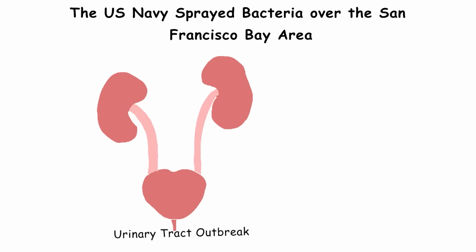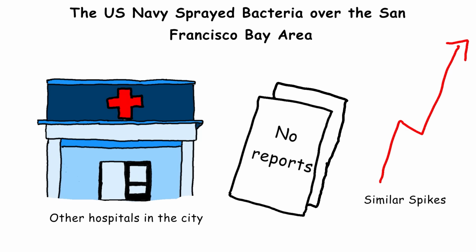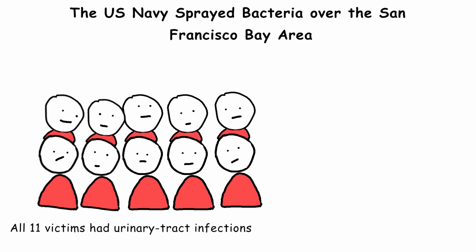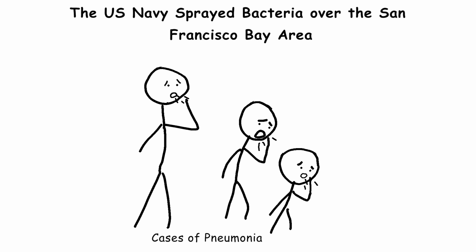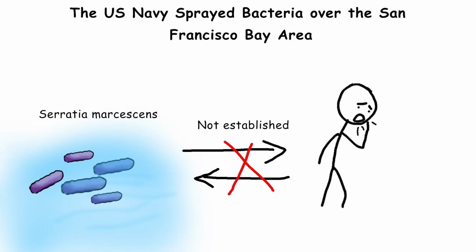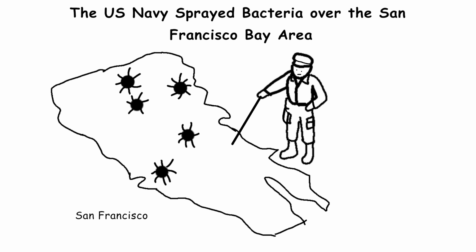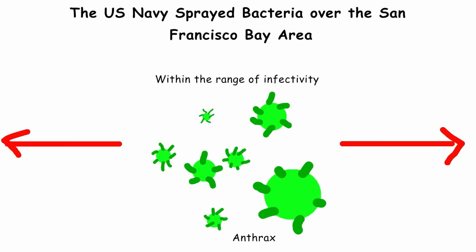The urinary tract outbreak was so unusual that the Stanford doctors wrote it up for a medical journal. None of the other hospitals in the city reported similar spikes in cases, and all 11 victims had urinary tract infections following medical procedures, suggesting that the source of their infections was inside the hospital. Cases of pneumonia in San Francisco also increased after Serratia marcescens was released, even though a causal relationship has not been established. Overall, the Army determined that San Francisco had received enough of a dose for nearly all of the city's 800,000 residents to inhale at least 5,000 of the particles, which is within the range of infectivity for anthrax.